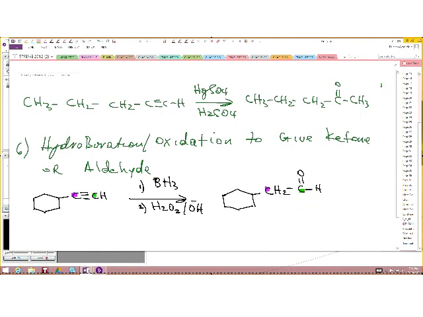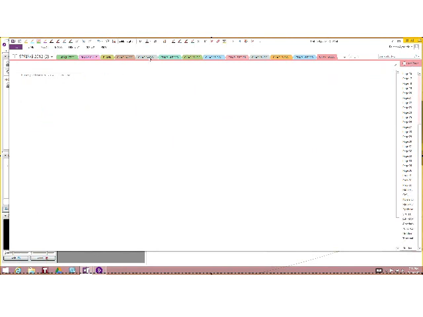Now, how does this happen? This is also an addition of water. Okay, so let me ask you this. When we use this reagent here to add water to a carbon-carbon triple bond or carbon-carbon double bond, is it a Markovnikov addition or anti-Markovnikov addition? Anti-Markovnikov addition, very good. And that is what is happening here.